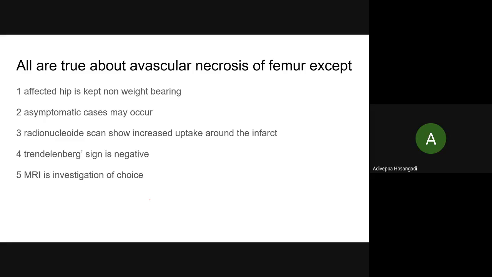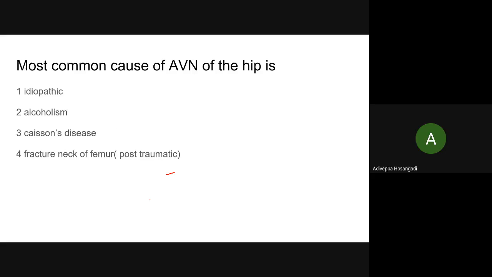What about alcoholism? Sir, how does alcoholism cause avascular necrosis? Alcohol causes fatty liver, and there is excessive fat deposition in the bone marrow of the femoral head, which increases the intraosseous pressure. Hence, it causes avascular necrosis of the femoral head. Am I clear? Okay, good. Anything else in this?